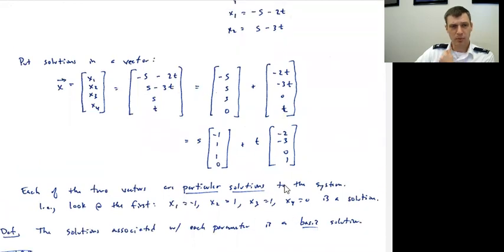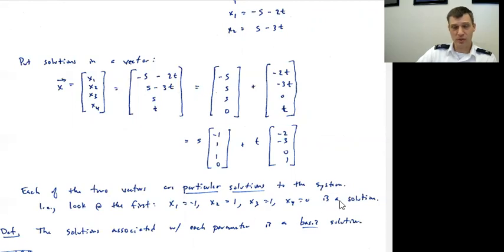All right, now this part's important. It says that each of these two vectors are what's called particular solutions to the system. So specifically, this first vector says x1 is -1, x2 is 1, x3 is 0. Sorry, x3 is 1 and x4 is 0. Right, I've written that here.